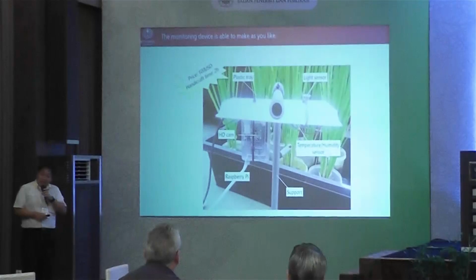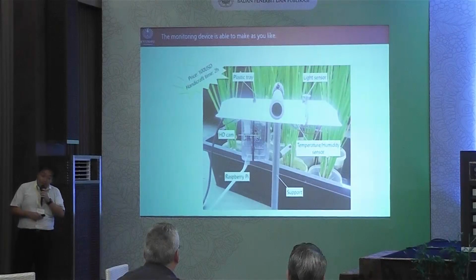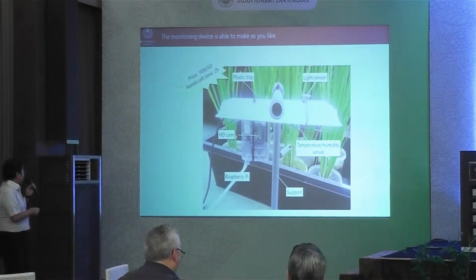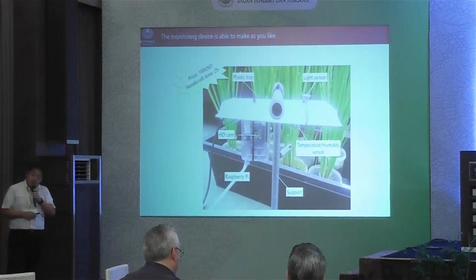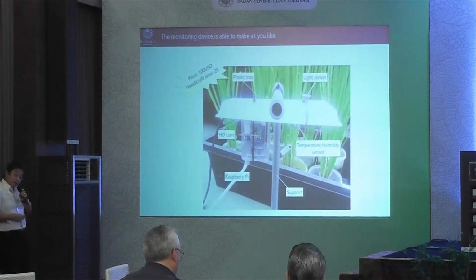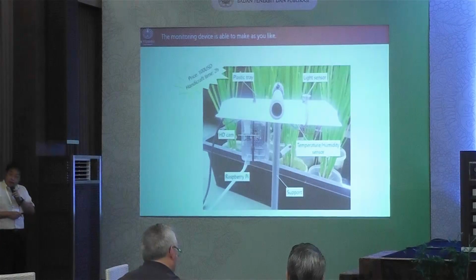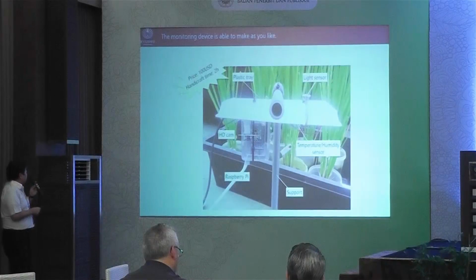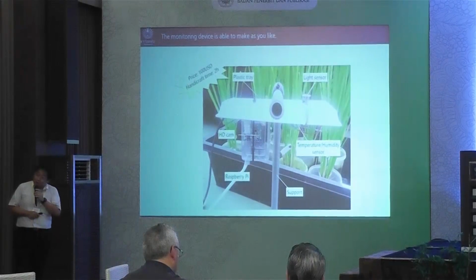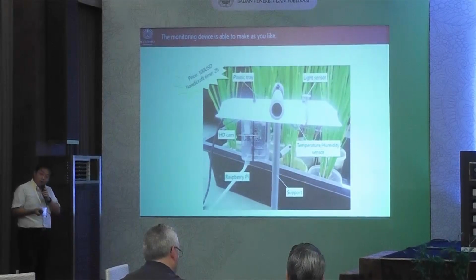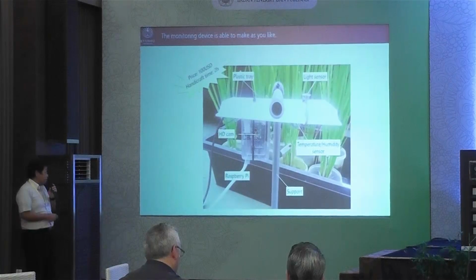This is one example of a monitoring system. The price is $100 US, including the sensors. The sensors are a light sensor, a temperature humidity sensor, and an HD camera. The handcraft time is only 2 hours. You can develop it and then install it in the field.